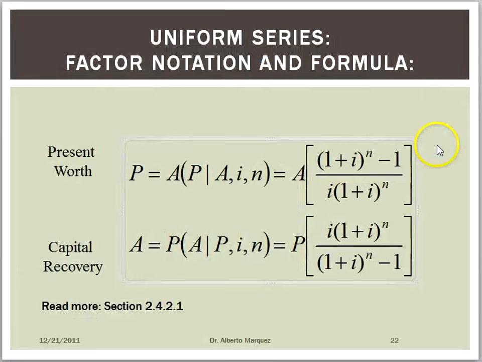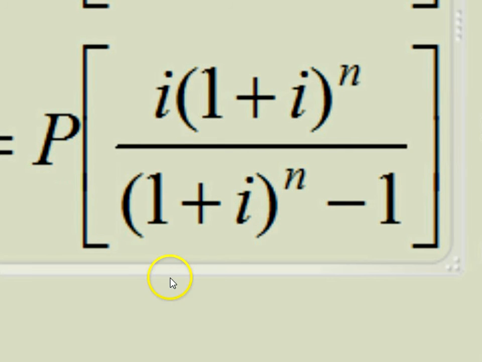In the same way, we could find an annuity if we know the present value by multiplying such present value times the factor A given P for I and N. Now the formula, of course, is very simple to derive. If we know the previous one, it is just the reciprocal of this formula. So we have I times 1 plus I to the n divided by 1 plus I to the n minus 1.